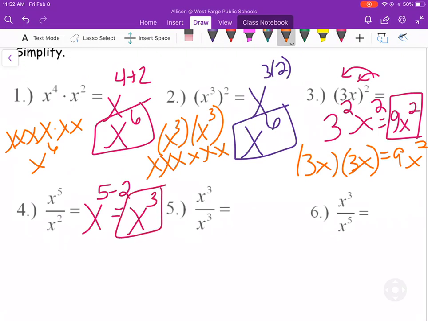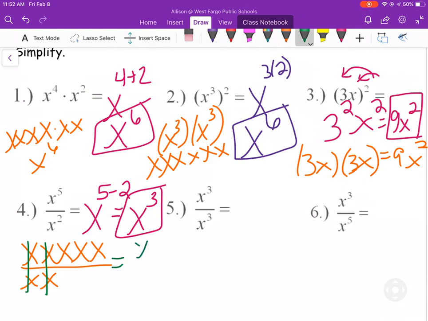Why does the quotient rule work? Well, if you have x to the fifth in the numerator, that's x times x times x times x times x, divided by x squared, then remember, anytime you divide something by itself, that equals 1. So that simplifies to 1. This simplifies to 1. So we get x times x times x on top, which is x cubed, and 1 times 1 on the bottom is 1. So it's equal to x cubed. So it does simplify just to x cubed.